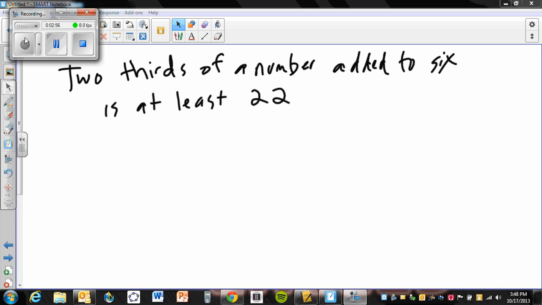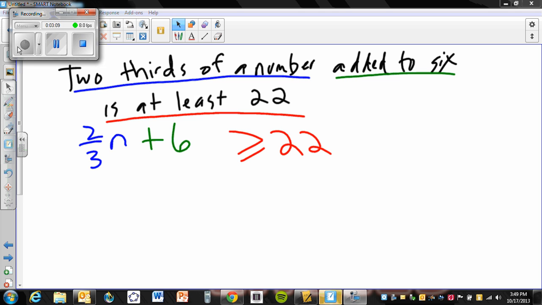They're going to have some problems. They give you words. You have to turn it into an equation and solve it, or an inequality and solve it. 2/3 of a number added to 6 is at least 22. So our first step is to rewrite it. 2/3 of a number is just 2/3 n, 2/3 x, doesn't matter what variable you use. Added to 6, plus 6, is at least 22.